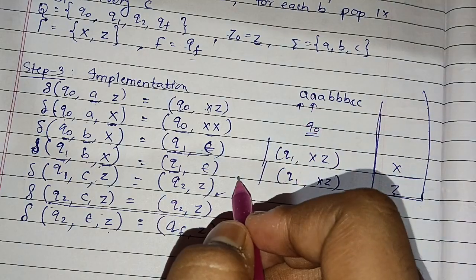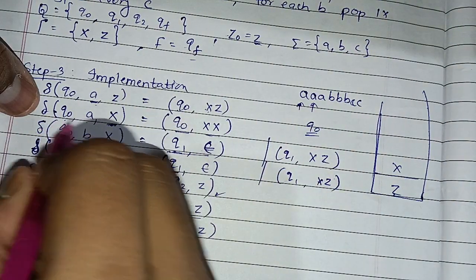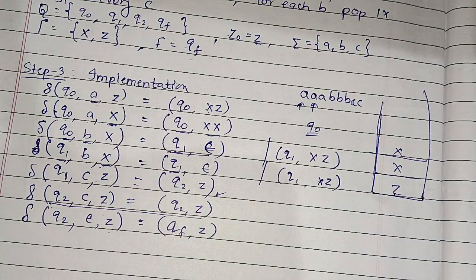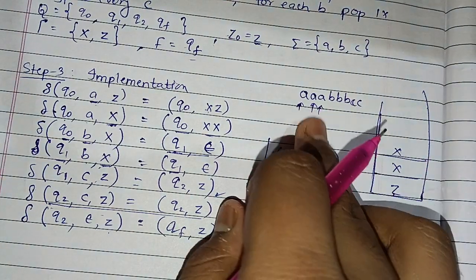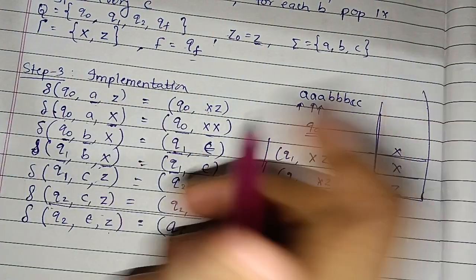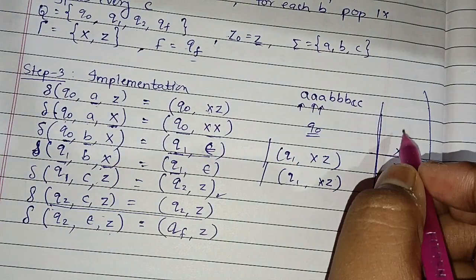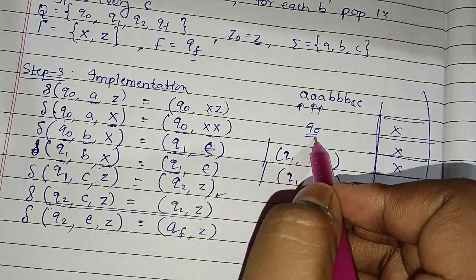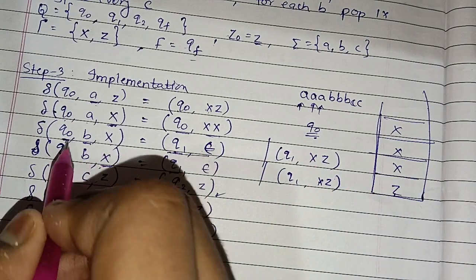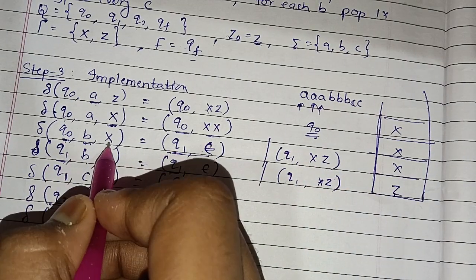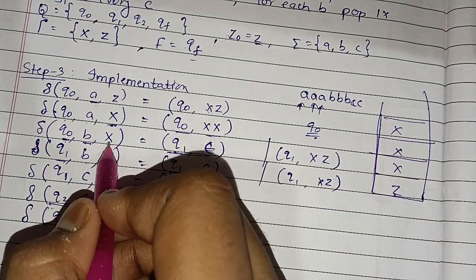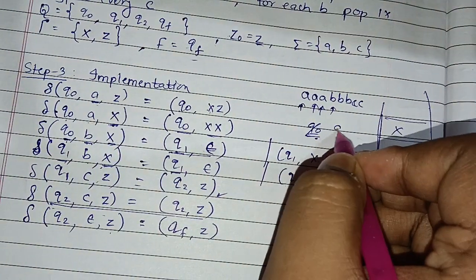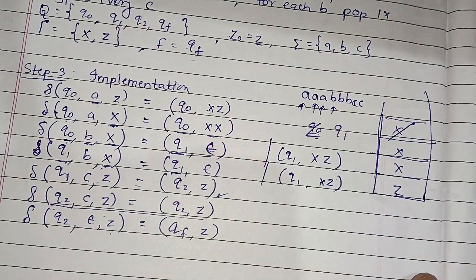Again the second a will come, now the stack top is x, so this transition will work. I will say put 1x again. Now this a is again in q0 only but the stack top is x, so this will work. Again push 1x. Now see, it is in state q0, q0 b x. Now the stack top is x and the input is b and it's in q0. What I will do: go to q1 and pop 1x.